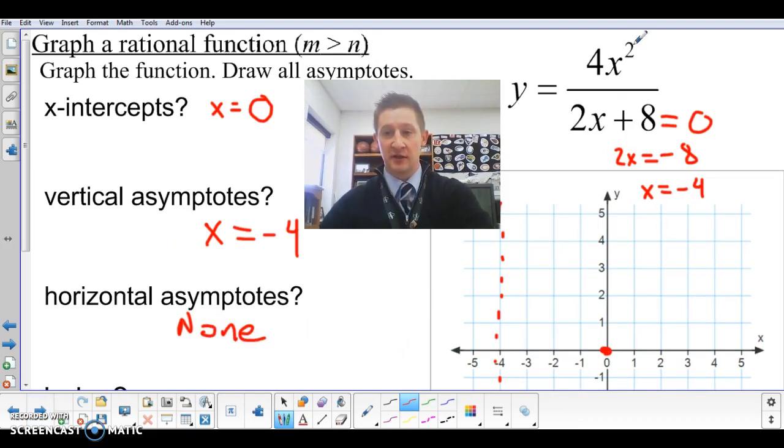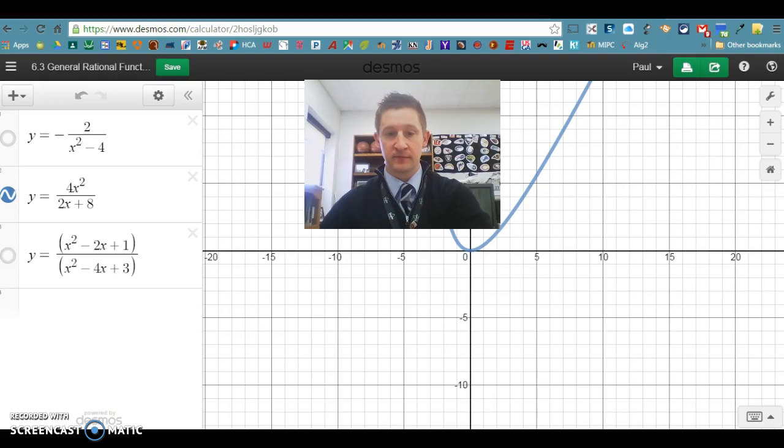How to do this? Basically what I'm going to do is I'm going to take these first two terms, 4x squared over 2x, and I'm going to think about what would happen if I were to divide them. Well, 4 divided by 2 would be 2, and x squared divided by x would be x. So 2x is a slant asymptote for this function. Now, you don't have to know that exact equation, but I want you to take a look at what it looks like if I graph that using Desmos.